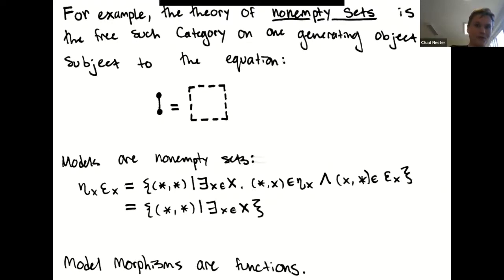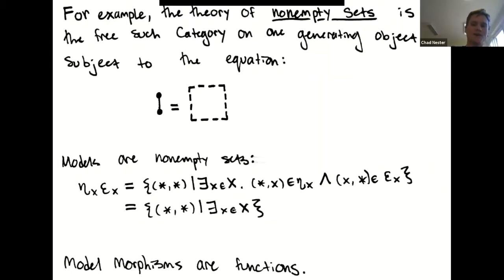So what can we do with this? One example that's kind of illustrative is that we can do a relational theory of non-empty sets. And so we take it to have one generating object. It has no generating morphisms, aside from the structural ones for a relational theory. And we impose the equation that the unit followed by the counit is the identity morphism on the monoidal unit. And this turns out to be the same thing as asking that the carrier of a model is a non-empty set.